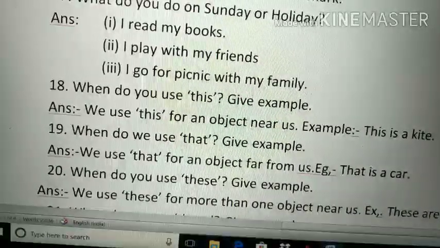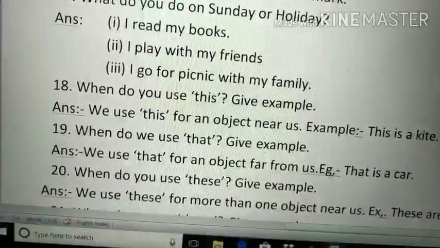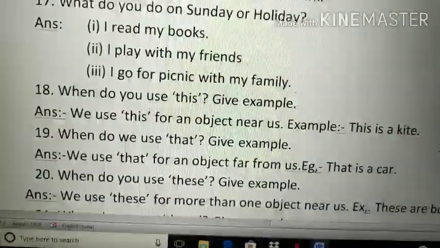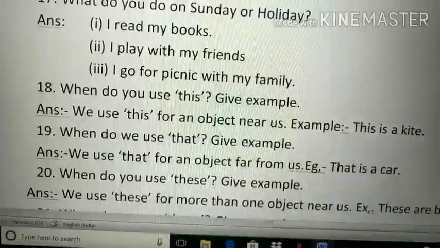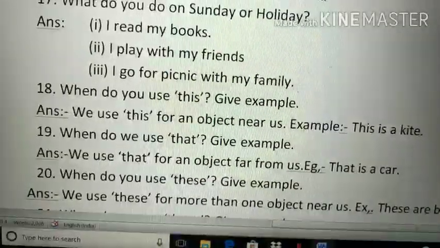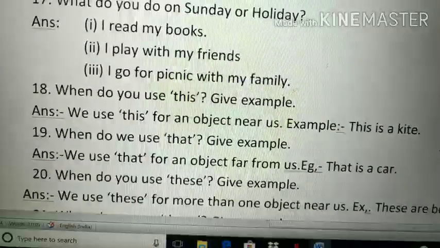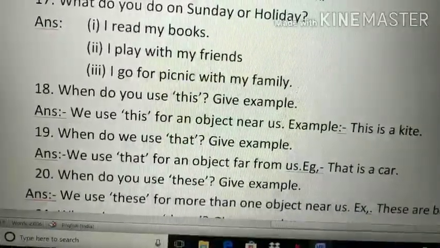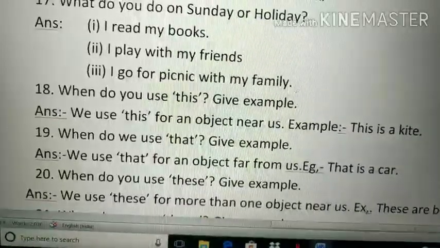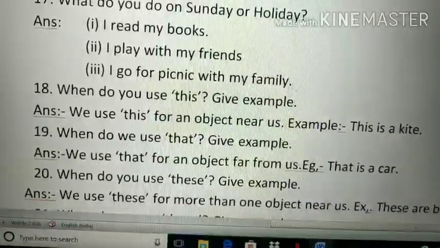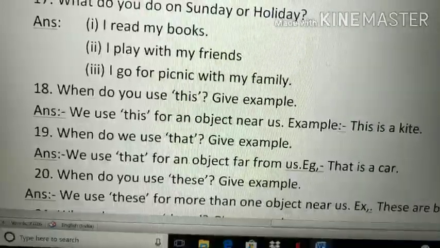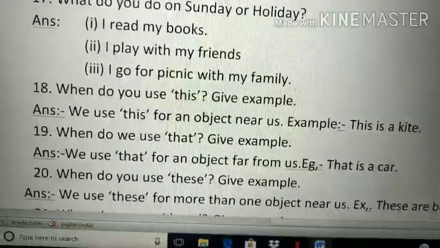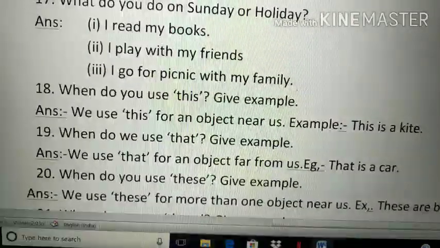When do you use this? Give example. We use this for an object near us. Example, this is a kite. Question number 19. When do we use that? Give example. We use that for an object far from us. Example, that is a car.